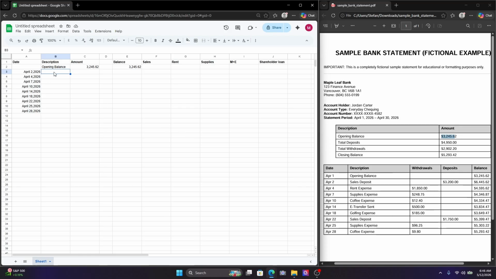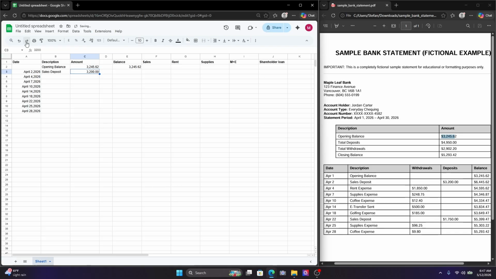Now, what's very important is making sure that you have the correct description. You want to have whatever is going through your bank account. The reason is you want to make sure this is very easily audited, very easy to look at. So you're going to write sales deposit. Then you write the amount. You can look here and see that our amount went up, so it's going to be a positive amount of 3,200.